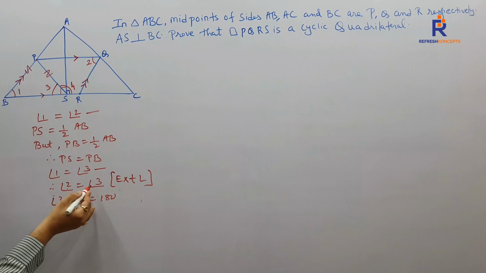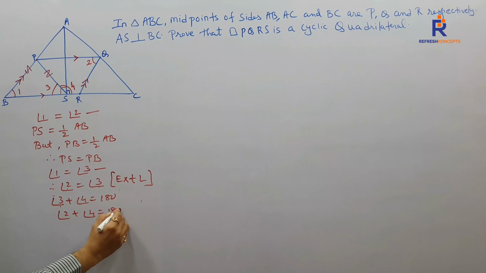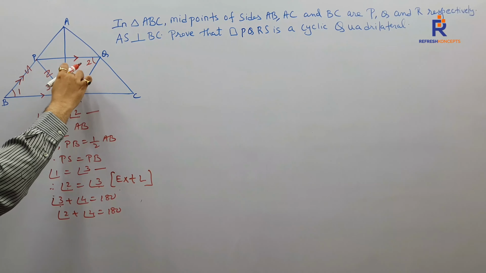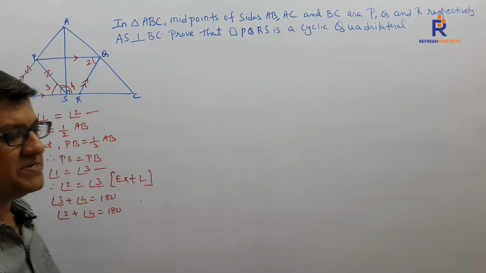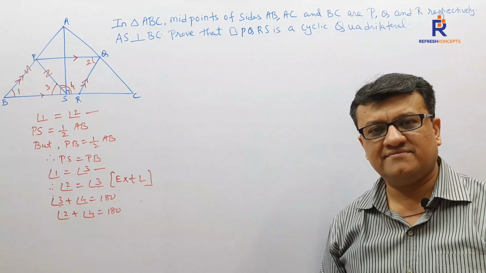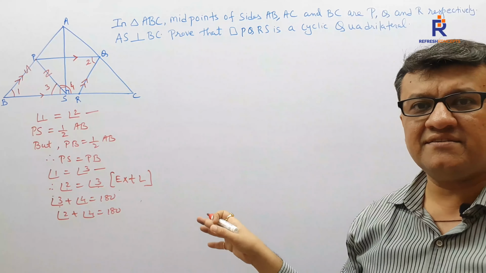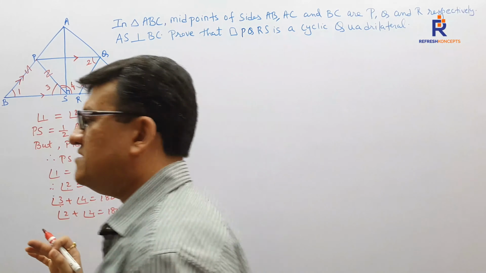But 2 is already congruent to 3. So instead of writing 3, can I say 2 plus 4 is 180? Now check what is 2 and 4. Are they opposite angles? Of quadrilateral PQRS, one pair of opposite angles are supplementary. So the quadrilateral is a cyclic quadrilateral. Right? So don't you find that it's a very good sum? Indeed, it's a very good sum.